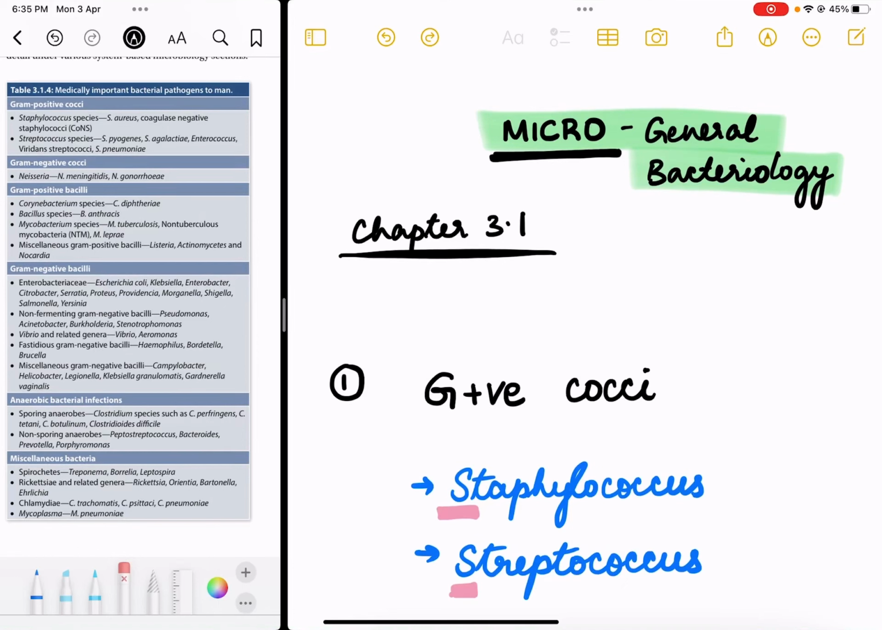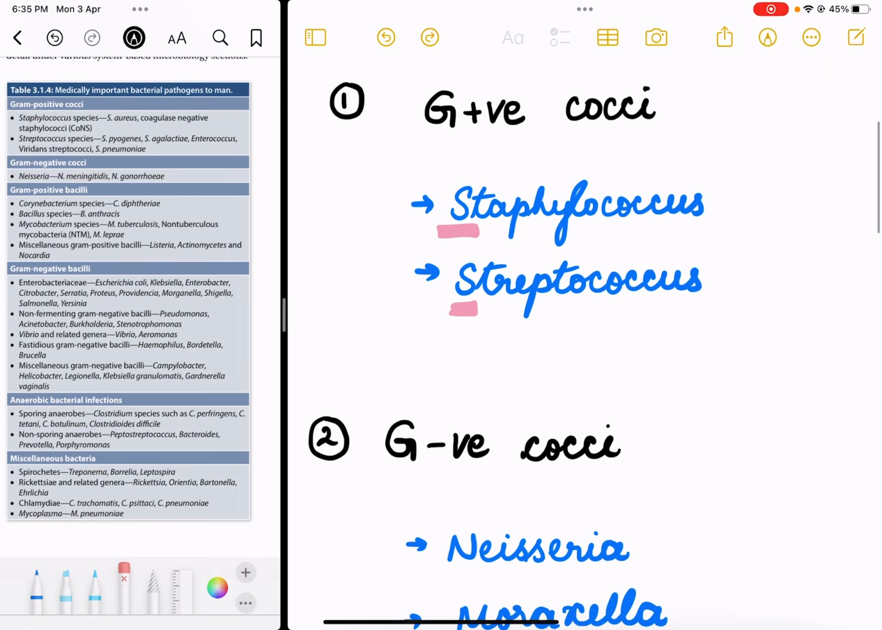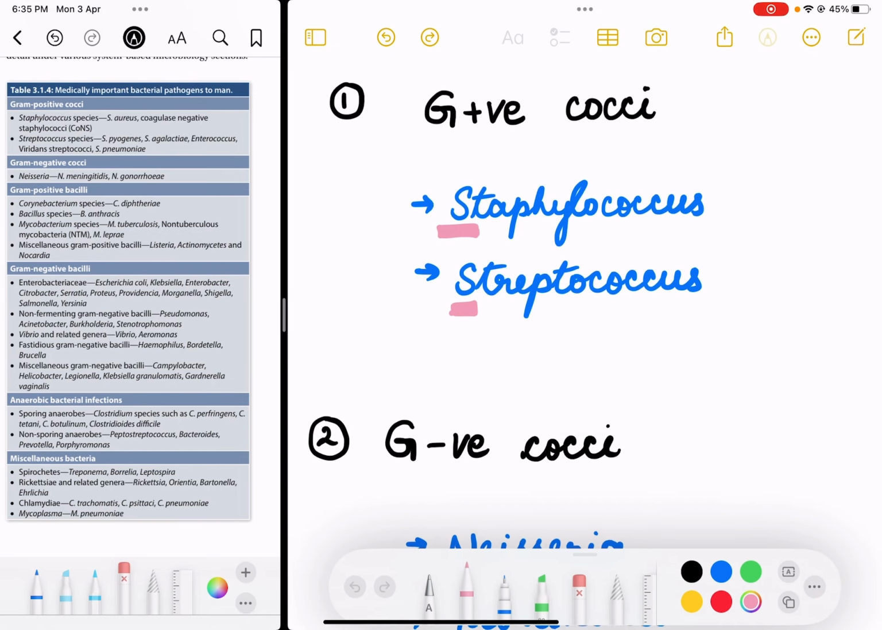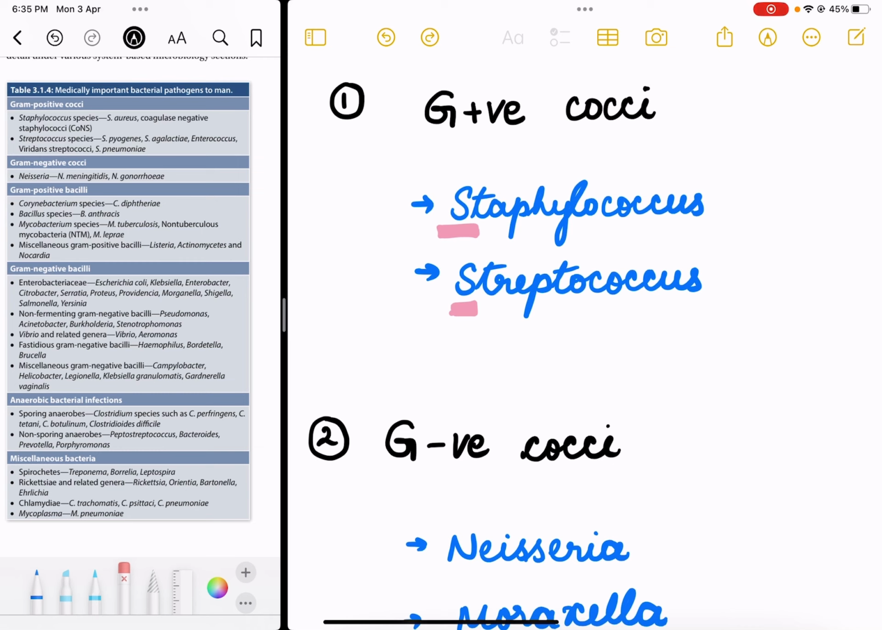Today we are going to learn some new tricks for remembering gram-positive cocci, gram-negative cocci, gram-positive bacilli and gram-negative bacilli. So let's get started. First one being gram-positive cocci. How do you remember the bacteria names which are gram-positive? First one is for cocci.